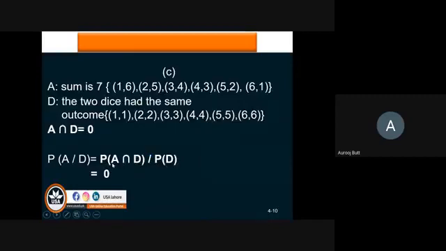So taking the intersection of A and D, in both the common points, we have nothing in common between both of these events. So if we have nothing in common, then what will the probability of that be? 0. That means it's an impossible event if you need to find the probability that the sum is 7 given that the two dice had the same outcome.